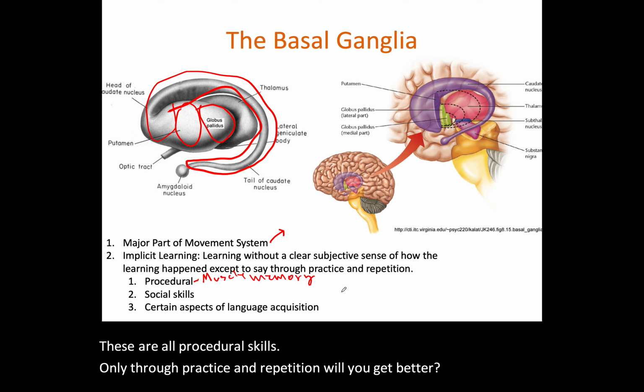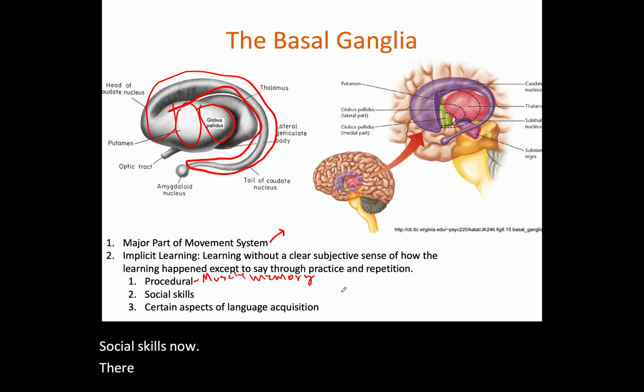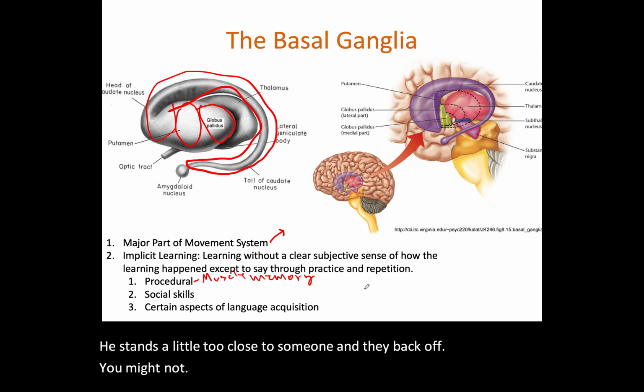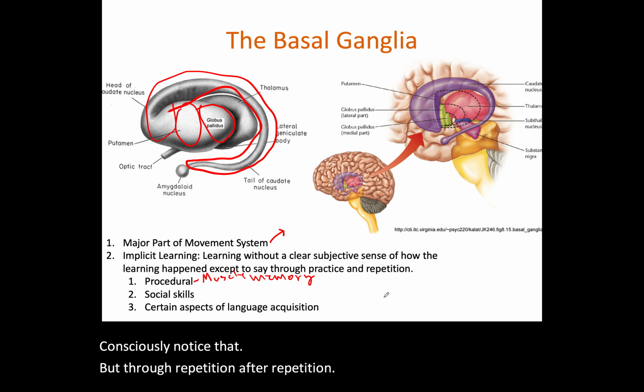Social skills. Now, there are countless social skills. Many, not all, are learned implicitly. Slowly, through the years, through little glances from mom, an approval nod, or disapproving glance from dad. You stand a little too close to someone and they back off. You might not consciously notice that, but through repetition after repetition, you learn.